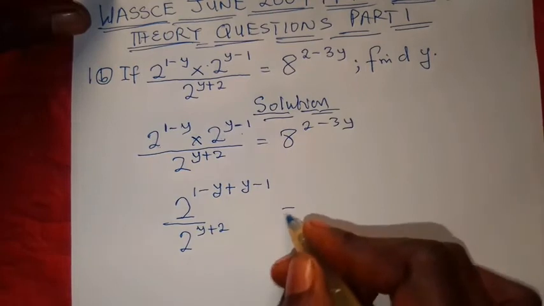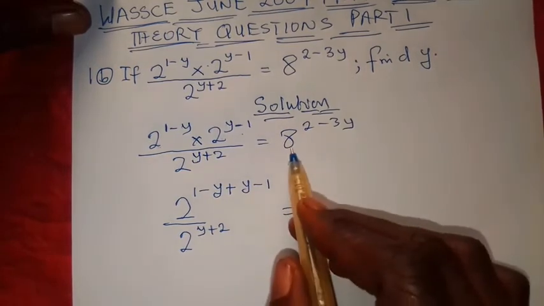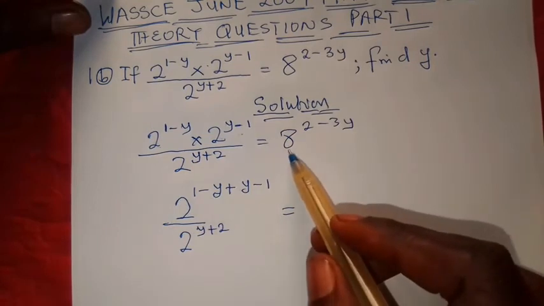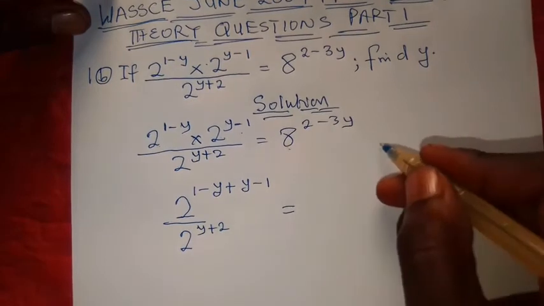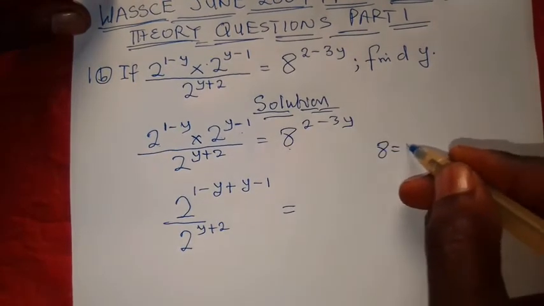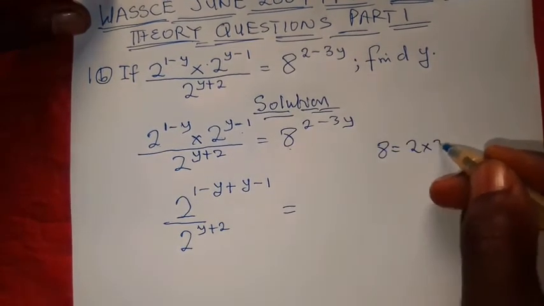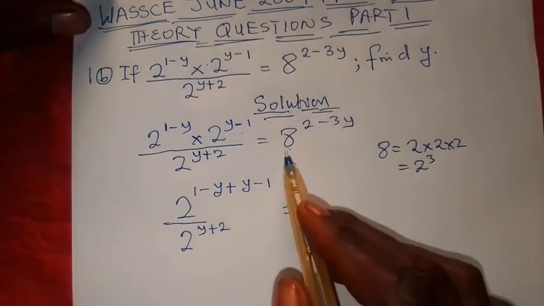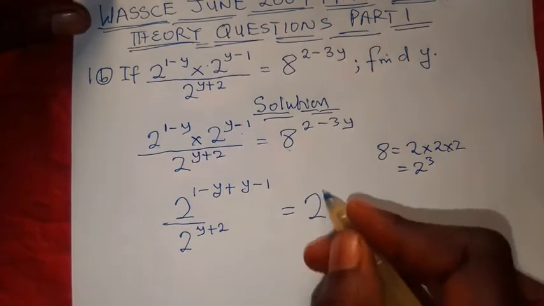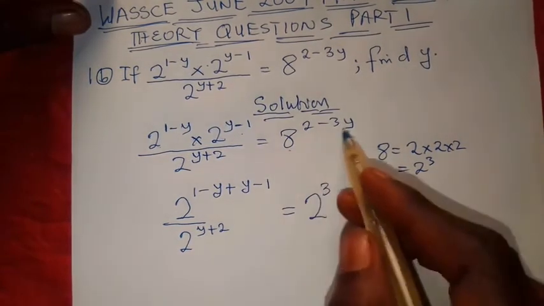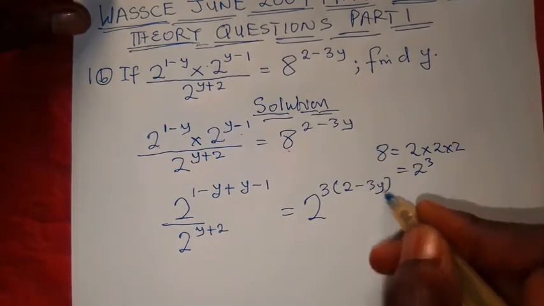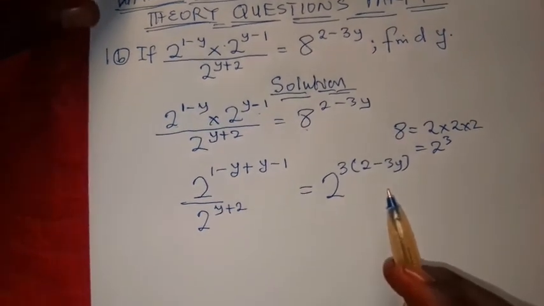Then everything equals. Now, if you check what we have here, since we're having the base here as 2, if you check this 8 here, which is the base on this side, we can still break it down to 2. That is, our 8 can still be written as 2 times 2 times 2, which is 2 power what? 3. So I'll replace this as 2 power 3. Now in the power here, we already have a value, which is what? 2 minus 3y. So please, I believe you understood what I did there, okay?